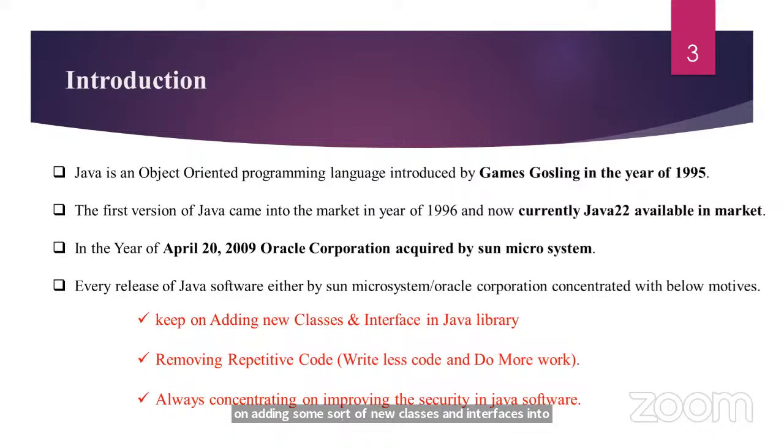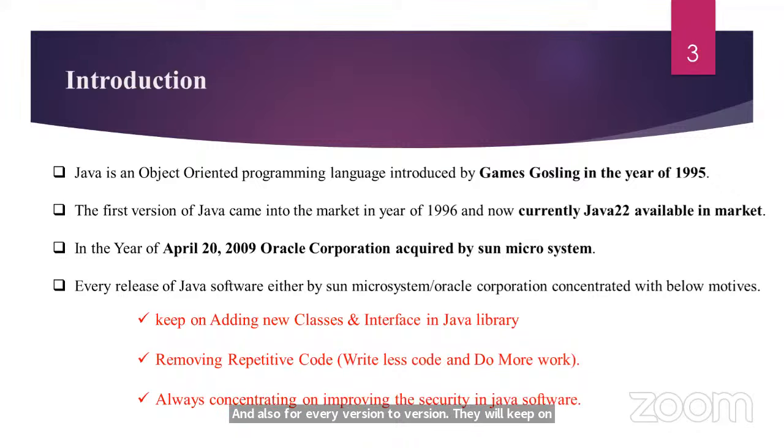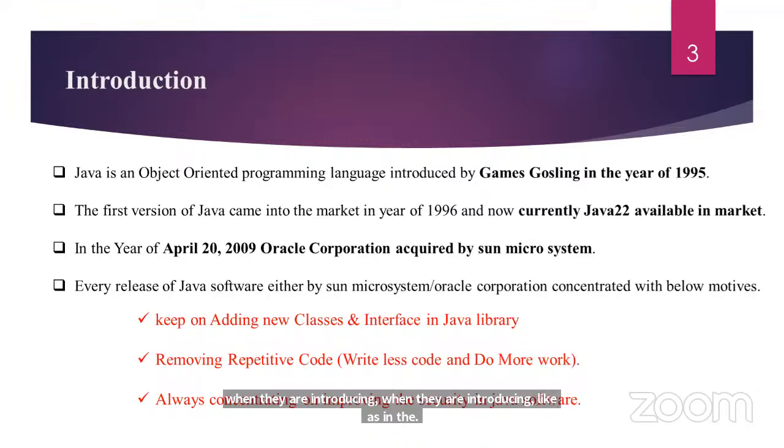They are also refactoring the existing classes. In that process, they remove some classes and interfaces from the JDK library itself. While refactoring, they remove repetitive code related classes, with the idea of writing less code and doing more work. They also keep an eye on security for each and every version. These are the three primary motives of Oracle Corporation when introducing new versions of Java into the market.